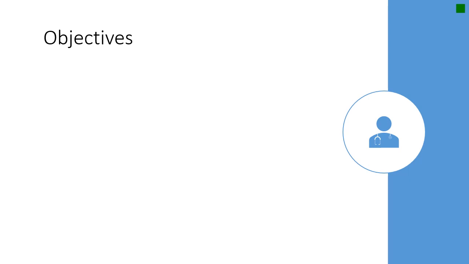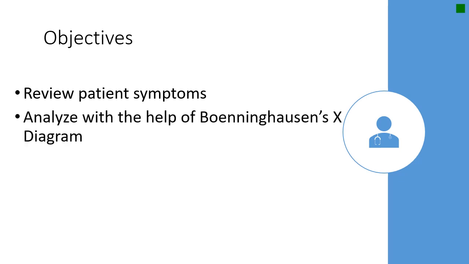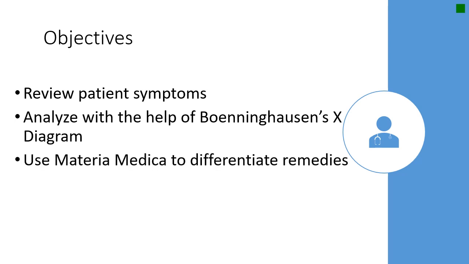So the objectives of this presentation are to review the patient's symptoms, analyze with the help of the Bonninghausen's X diagram, and to construct rubrics for that analysis. After the analysis, use the materia medica to differentiate between the remedies that come up as top contenders and determine their suitability based on modalities and importantly on organ and tissue affinities.